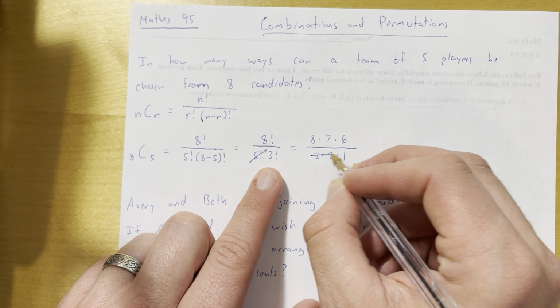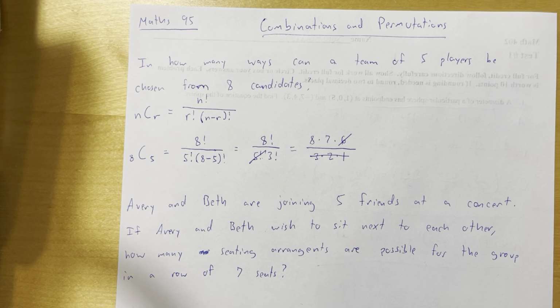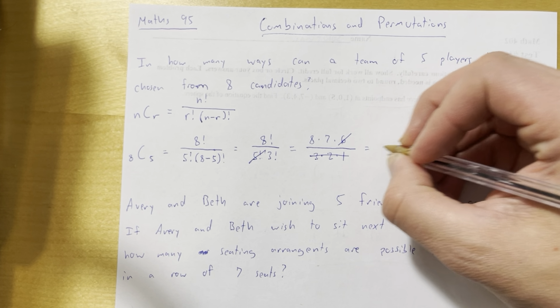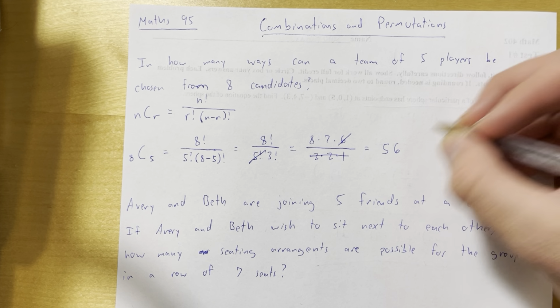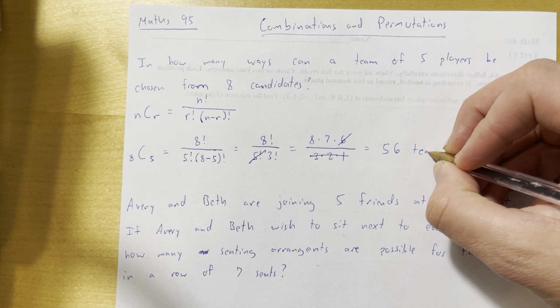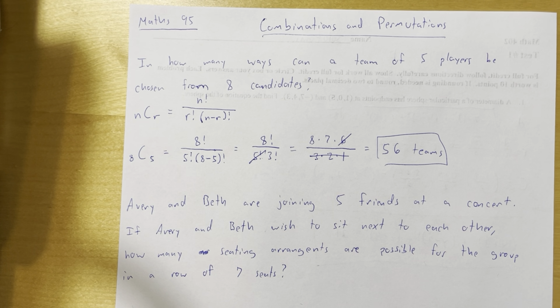So this entire denominator is equal to 6, which can cancel with that 6 right there, leaving me with 8 times 7, which is equal to 56 different teams. I'll just say it's 56 teams. Okay, so if I have 8 players to choose from, and I want to choose 5 of those 8 to make a team, I have 56 different possible teams that I could choose.